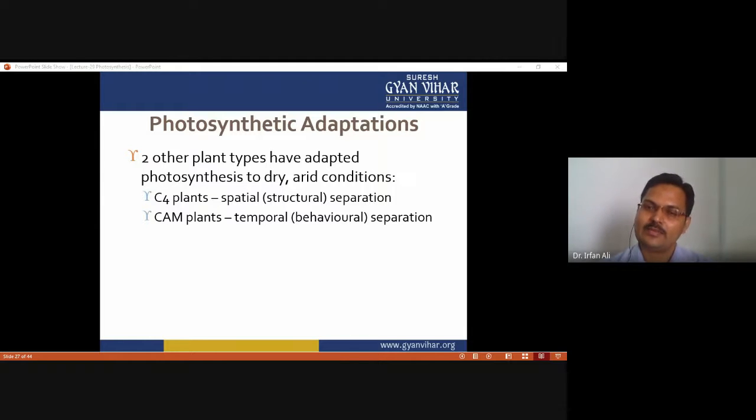So what is the adaptation in the C4 plant? In the C4 plant, there is spatial separation, and in the CAM plant, there is temporal separation. These are the adaptations. In the C4 plant, spatial separation. So now we need to discuss what the spatial separation is and what the temporal separation is.